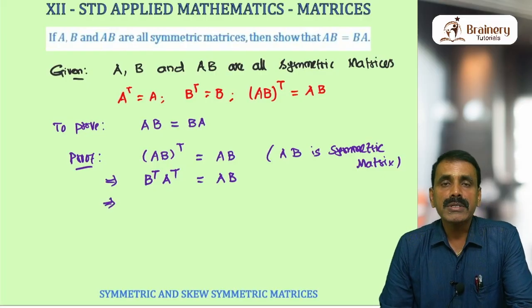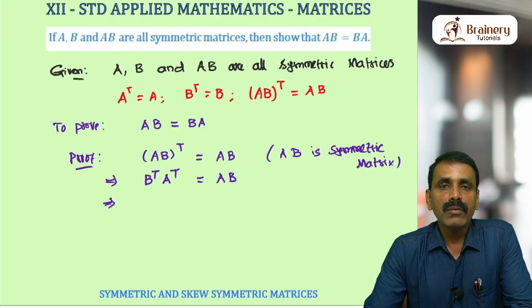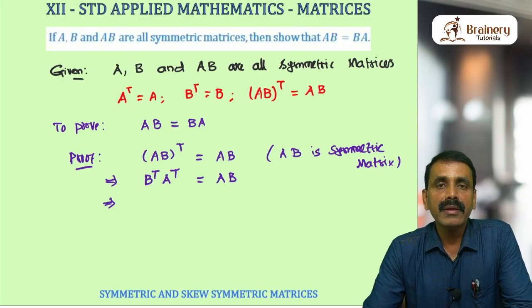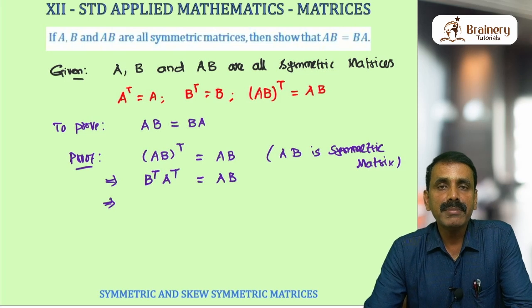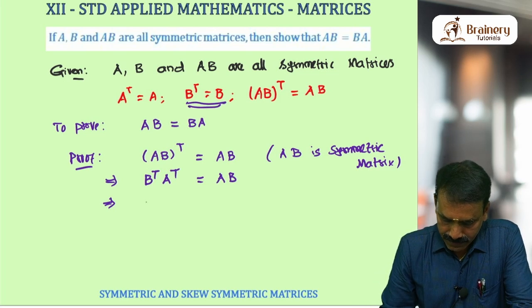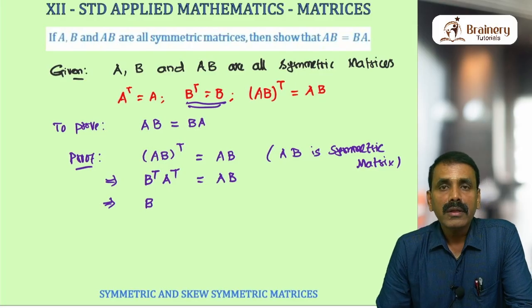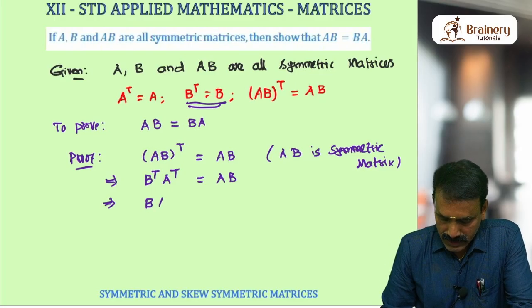Now what is B transpose? Tell me. What is B transpose? Yes, exactly. B transpose is B. Why? Yes, B is a symmetric matrix. Since B is symmetric, B transpose is equal to B. Then what about A transpose? A transpose is equal to A. So we proved BA is equal to AB.